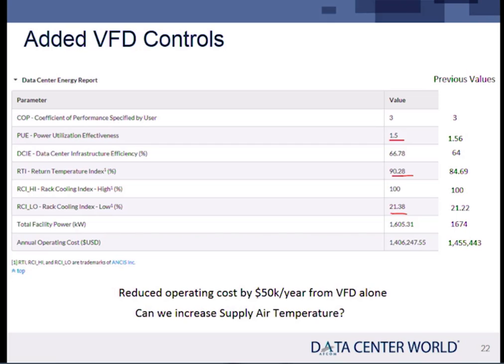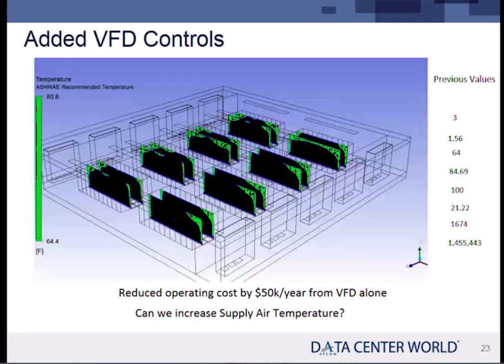We don't have air management problems yet here, but we don't really know because we haven't turned up supply air temp yet. As you start to turn up supply air temp, you're going to see things start to get a little bit tighter. So here's what they look like now. We were able to save 50K a year from putting the VFDs in place. We got better efficiency just from fans alone.